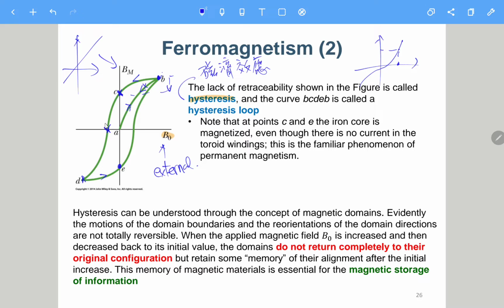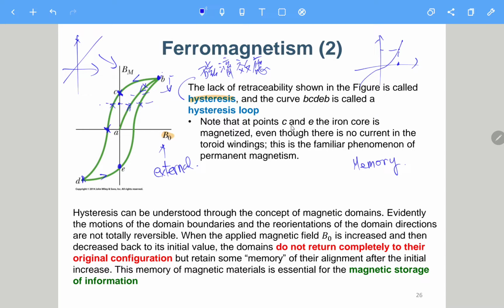But here, you cannot really know. Suppose you know the Bm, you cannot really know what is B0, because if you know Bm is like this, it can be this point or this point. It depends on the previous state, which means that it has memory. Okay, and this is called the hysteresis effect. And the curve BCDEB is called a hysteresis loop.